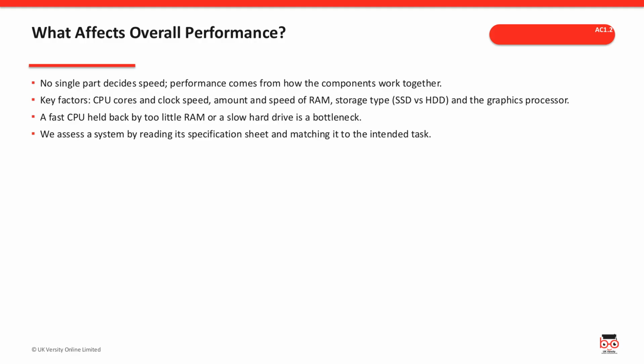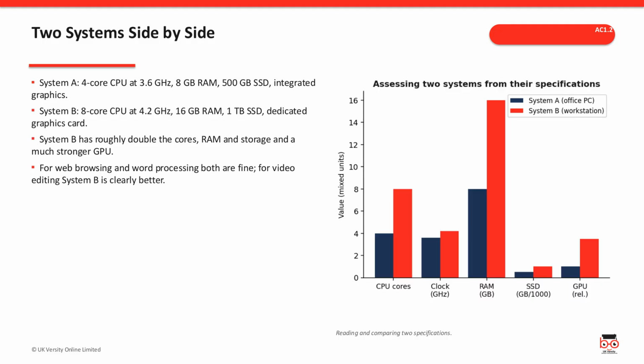Here is a question students often get wrong. Which single part makes a computer fast? The honest answer is none of them on its own. Performance comes from how the CPU, the RAM, the storage, and the graphics all work together, and a brilliant processor starved of memory or stuck with a slow hard drive becomes a bottleneck. The way we judge a system is to read its specification sheet and ask whether it matches the job it is meant to do. Let us put two machines next to each other.